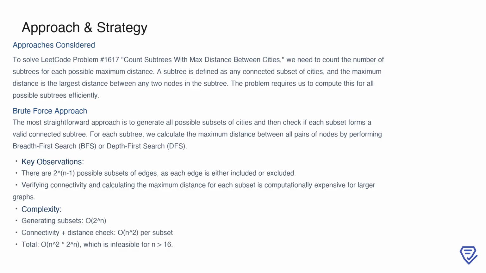For each valid subtree, we would calculate the maximum distance between all pairs of nodes using either breadth-first search or depth-first search. However, there are 2 major challenges with this method. First, the number of subsets grows exponentially with the number of nodes, specifically 2^(n-1) subsets of edges. Second, verifying connectivity and calculating distances for each subset becomes computationally expensive as the graph size increases. Combining these factors results in a total time complexity of n² · 2^n, which quickly becomes infeasible for graphs with more than 16 nodes. This illustrates the need for a more efficient approach.